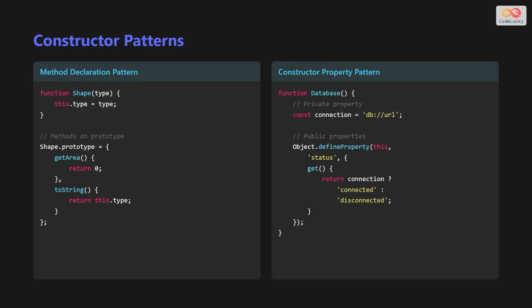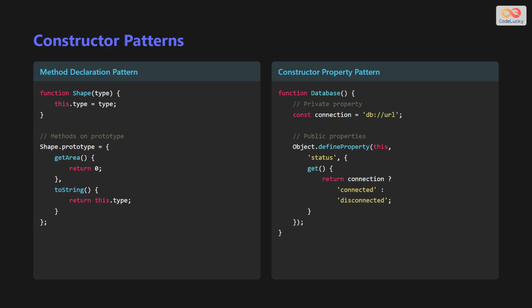There are various patterns to define constructors in JavaScript. The method declaration pattern involves adding methods directly to the constructor's prototype, ensuring they are shared by all objects created using the constructor. The constructor property pattern, on the other hand, uses Object.defineProperty to define properties on the constructor using getter methods for accessing the private properties.